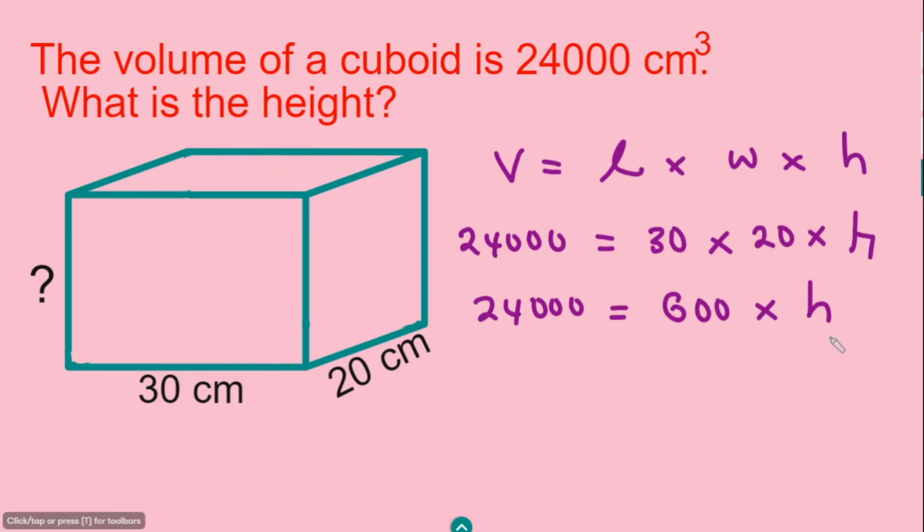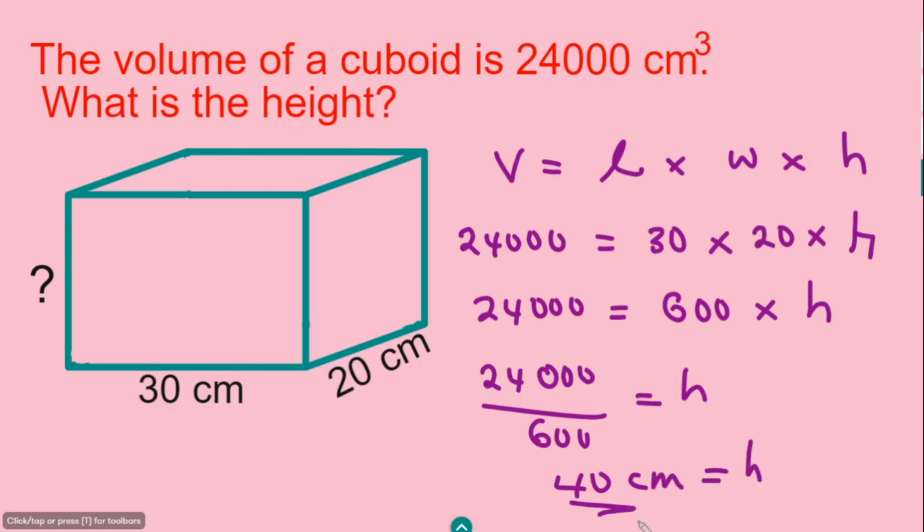Either you think what number for height will multiply 600 to give you 24,000, or you might just say 24,000 divided by 600. Either way you get the answer, but I'm going to do the simple way: divide 24,000 by 600 to know the height. That will give me the height, and if I do this, I'm going to have 40 centimeters. So the height here is actually 40 centimeters.